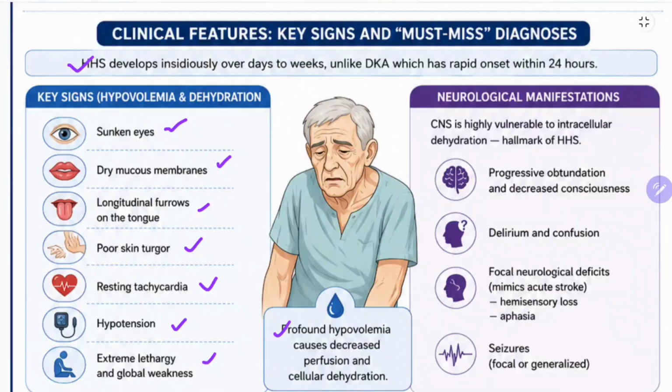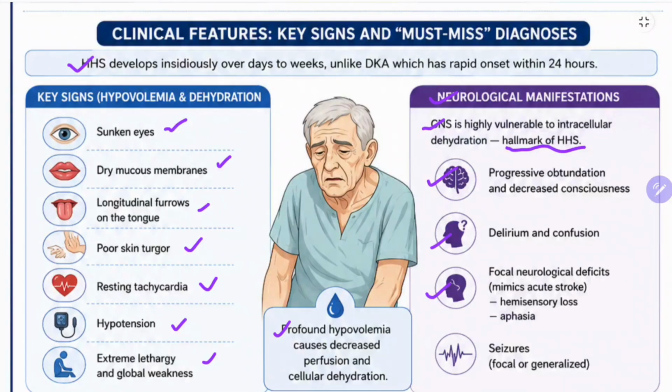So profound hypovolemia, decreased perfusion and cellular dehydration. You will have signs of dehydration along with neurological manifestations. The CNS is highly vulnerable to intracellular dehydration, which is a hallmark of HHS. There is severe cellular dehydration, because of which our brain cells get dehydrated and there will be early development of neurological manifestations in this patient. So progressive obtundation and decreased consciousness, delirium and confusion.